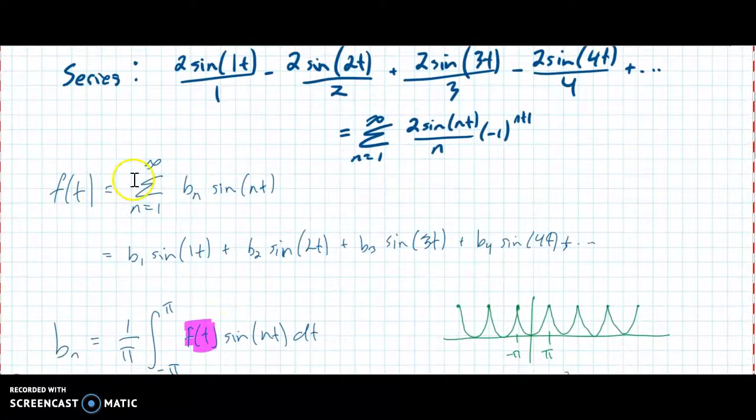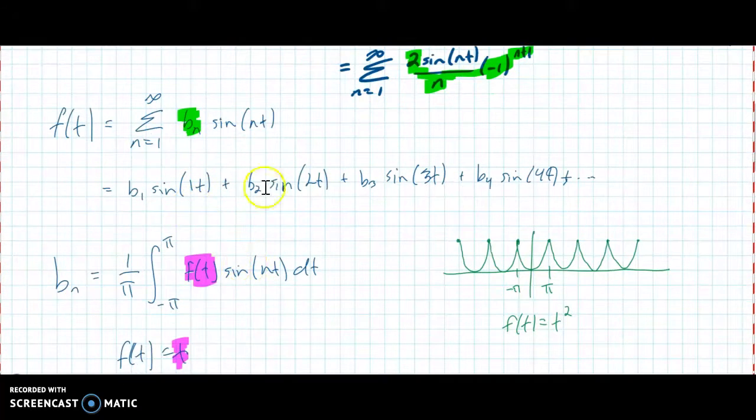So in general, a Fourier series, when it only has sine components, which this is one like that, is the sigma from n equals 1 to infinity of bn sine of nt. So the bn in this case is highlighted here, 2 over n times negative 1 to the n plus 1. And so how do we figure it out? Well, there's this formula. I'm not telling you where this comes from yet. We'll work on it later. I just want you to see how it gets used.